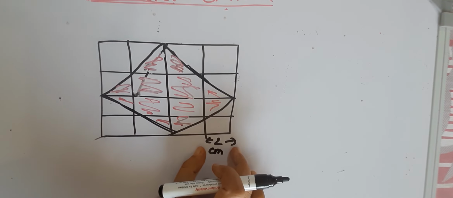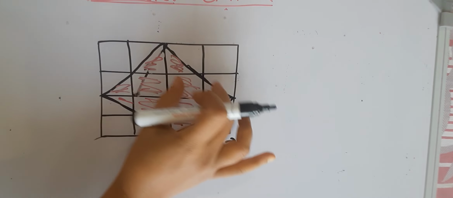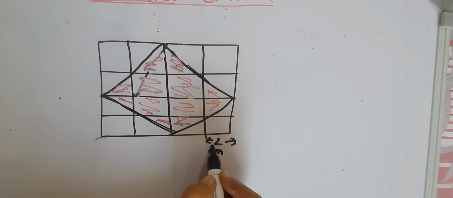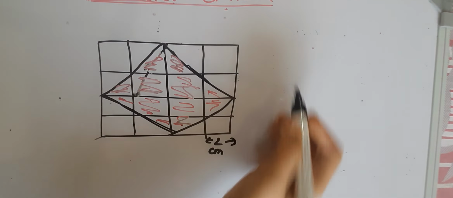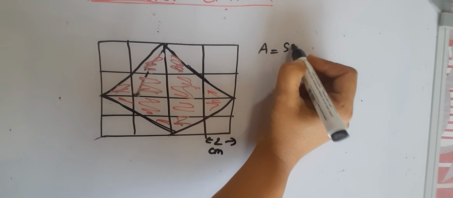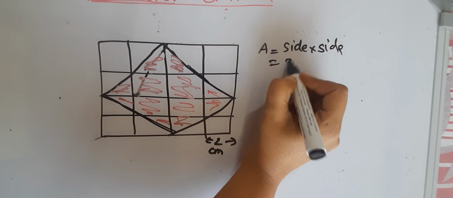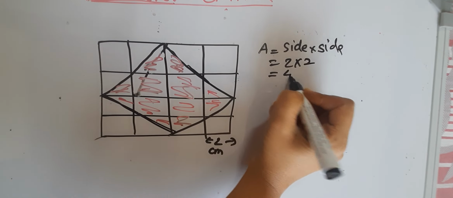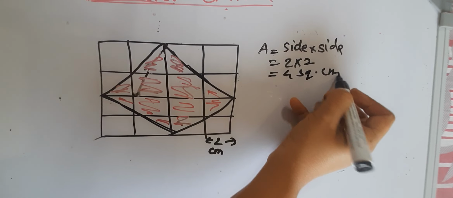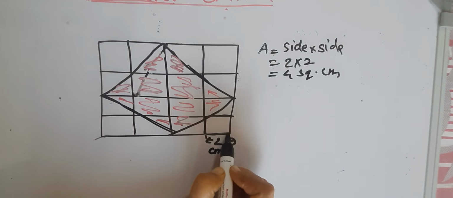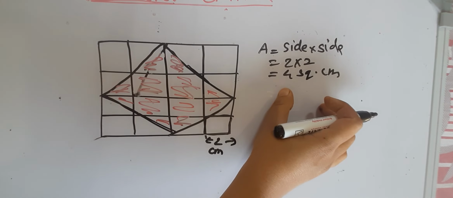How we can do that? We know the length of one of its side, and these all are of same length, same size. Okay, and if we know the length of one of the side, we know how to find out the area of a square. Area of a square is side into side or side square. So that is here 2 into 2, that is 4 square centimeter. Now we know the area of one square here. So for one square we know the area is 4 square centimeter.